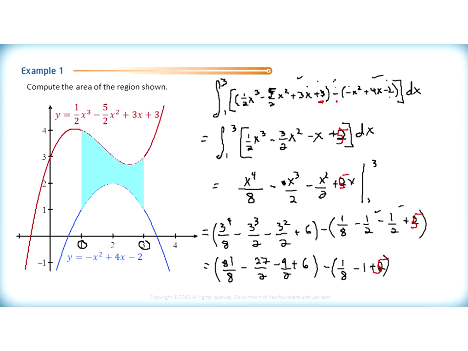So let's see. This is going to be 81 over 8, and 27 over 2, and 9 over 2 makes 36 over 2. So they're both negative, but they're both divided by 2.